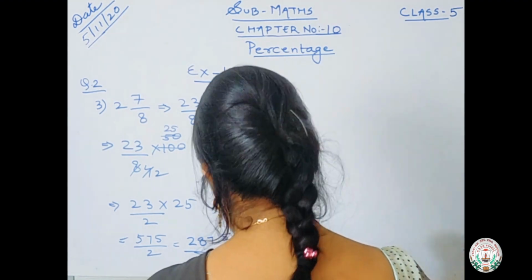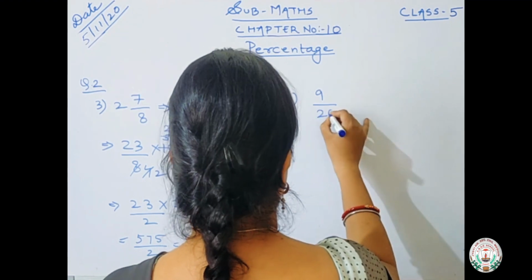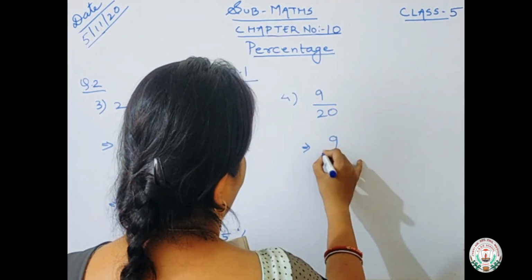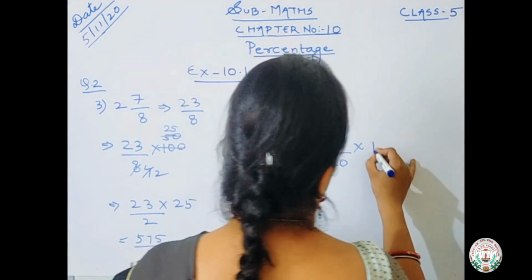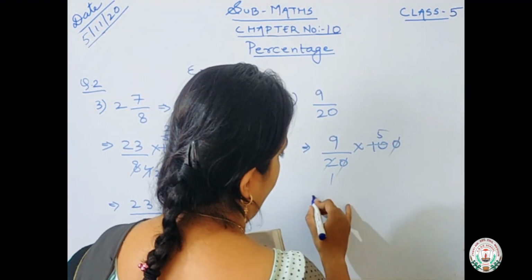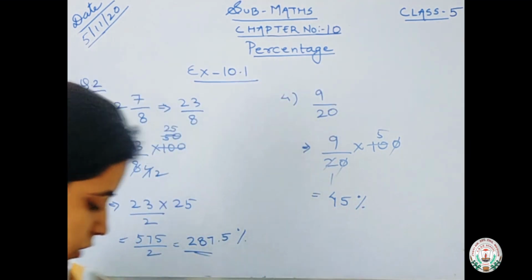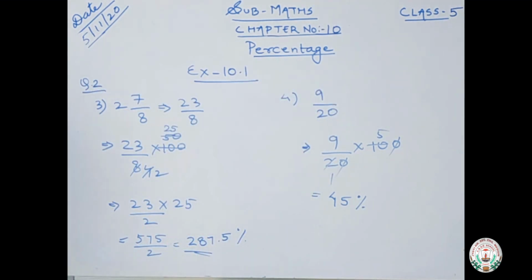Now next is number 4, 9 by 20. 9 by 20 into 100. 0 0 cancel out. 2 1s are 2, 5 2s are 10, 5 9s are 45. So what is the percent we got? 45%. Okay.